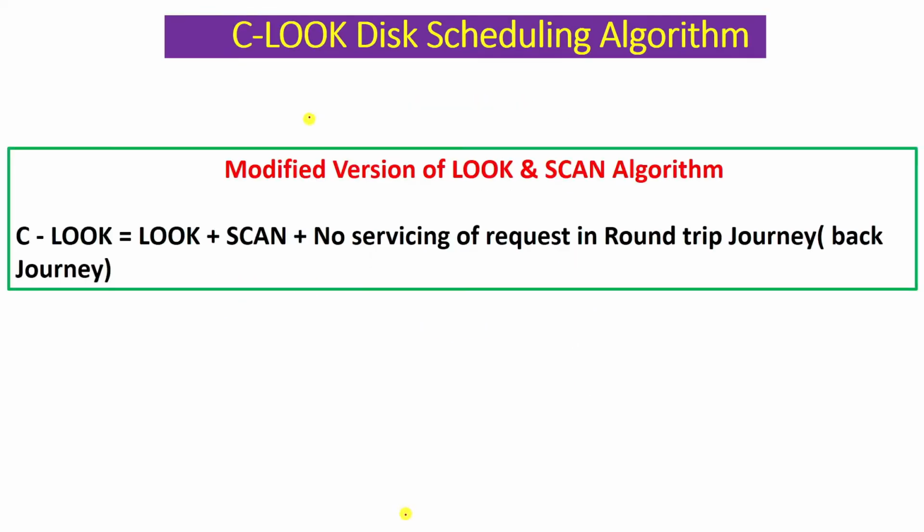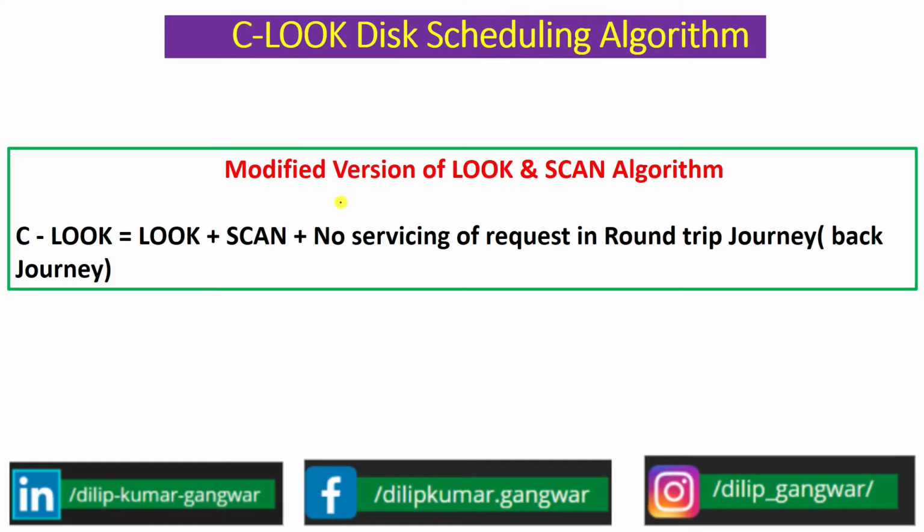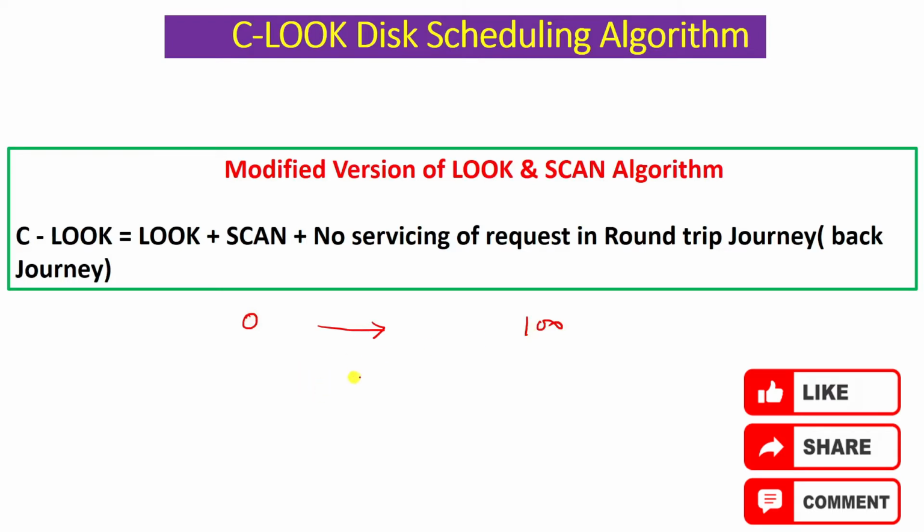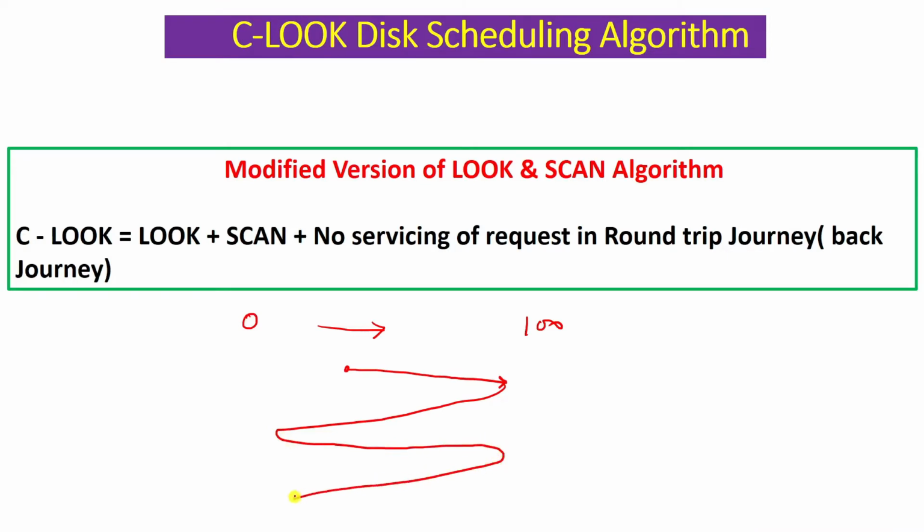So let's start. Basically, the CLOOK disk scheduling algorithm is a modified version of our LOOK algorithm and the SCAN algorithm, which we have already discussed in the previous video. In SCAN, let's say we are moving in a particular direction, from the lower cylinder number to the highest cylinder number. From the current position of the read write head, we scan the requests, first going in one direction, then reversing our direction, and then again reversing our direction.